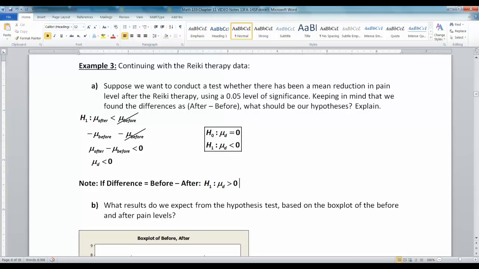So just keep in mind that it kind of depends on which way you're going, after minus before or before minus after. A lot of the times we're going to try to set it up for you in the problem so you can know which way, but if we don't set it up in the problem anywhere, then you just pick a way, right, because both ways will technically work.